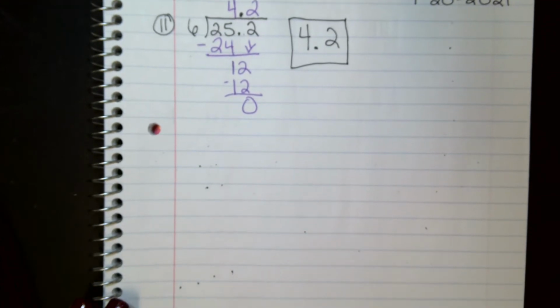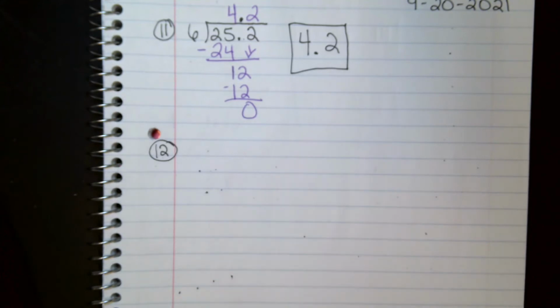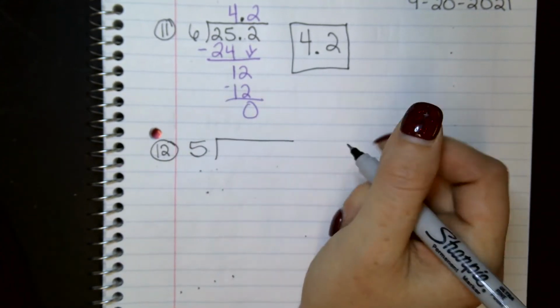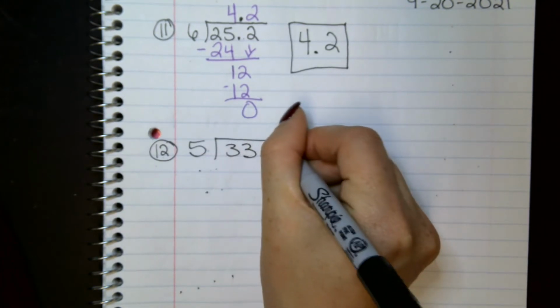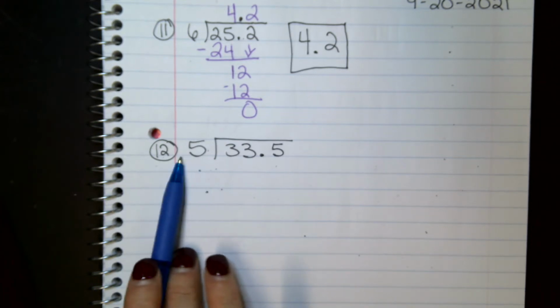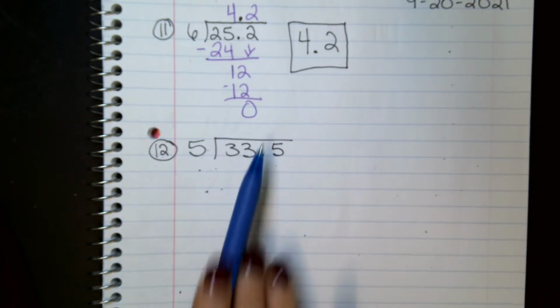All right, let's go ahead with number 12. All right, 33 and 5/10. Okay. All right, now, there is no decimal there. We do have a decimal here. So let's go ahead and shoot it up.